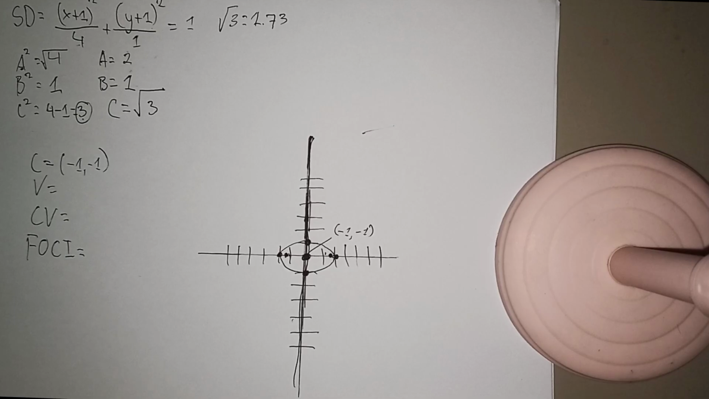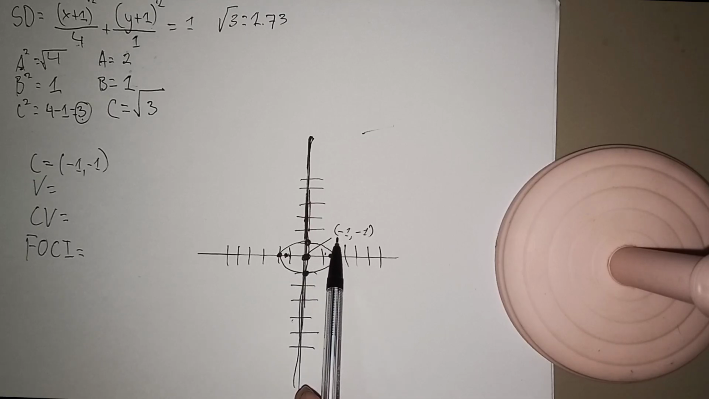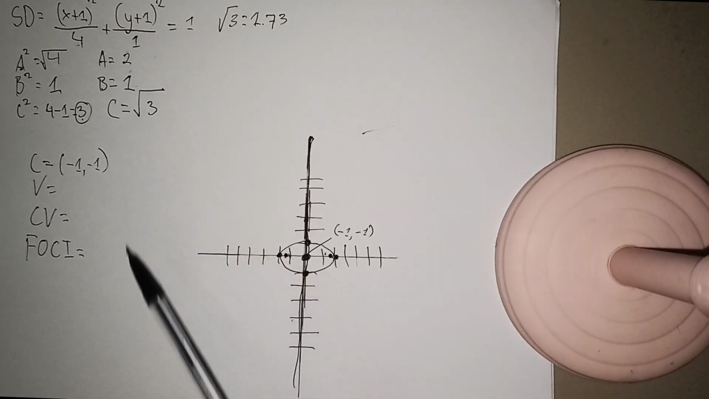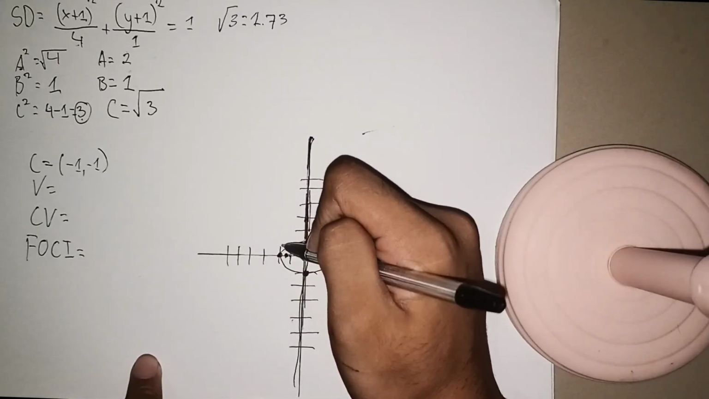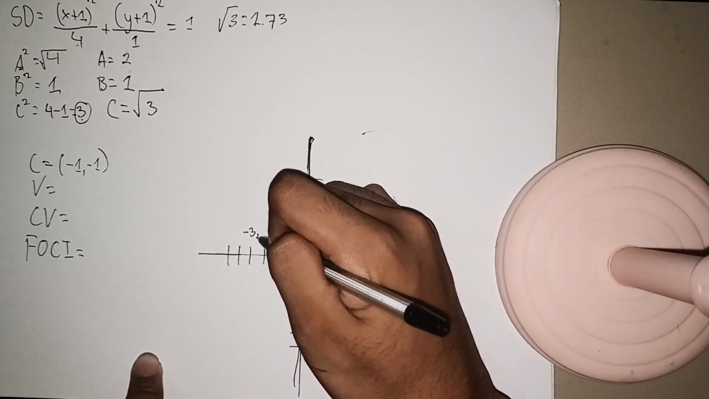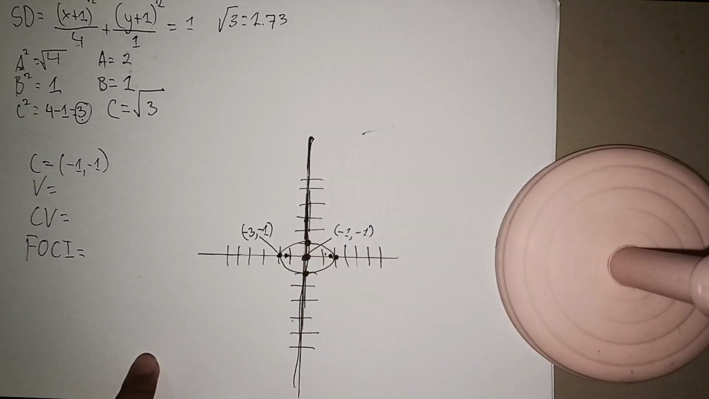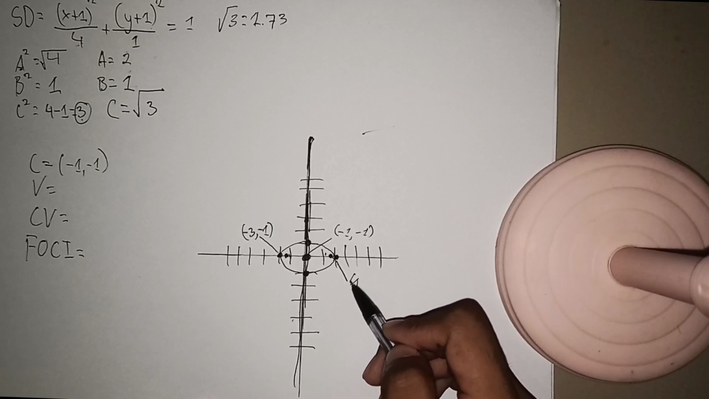Now we have the following. Now we're gonna find the coordinates of vertices, co-vertices, and foci. As I said, vertex is here on the left and right. Co-vertices is here, up and down, and foci is the letter C, here and here. So our center is -1 and -1. Our letter A is number 2. So -1 minus 2. Add 2 to the left. -1, -2, -3. So this is gonna be -3, -1. Again, on the right side, -1, 0, 1. So this is gonna be 1, -1.